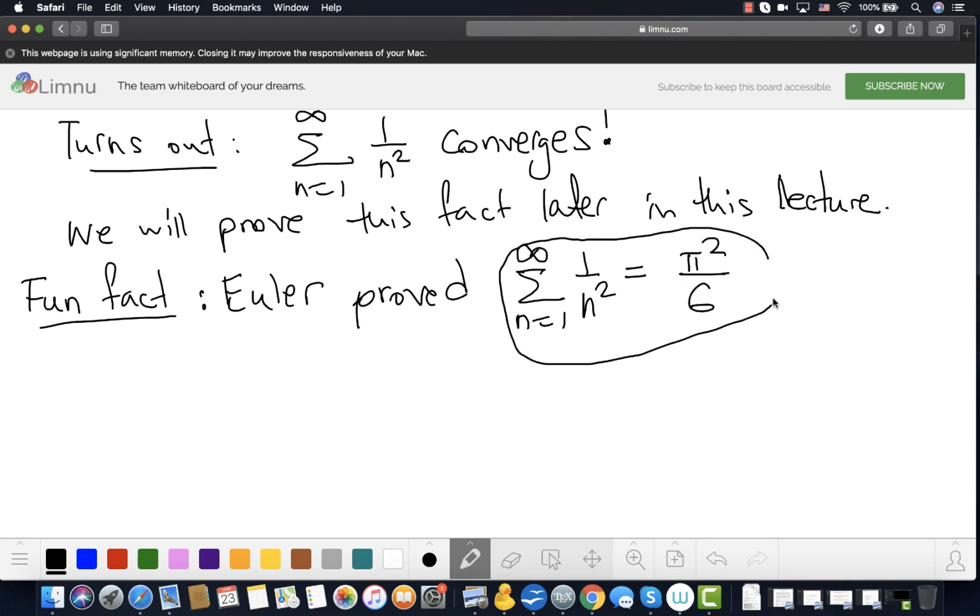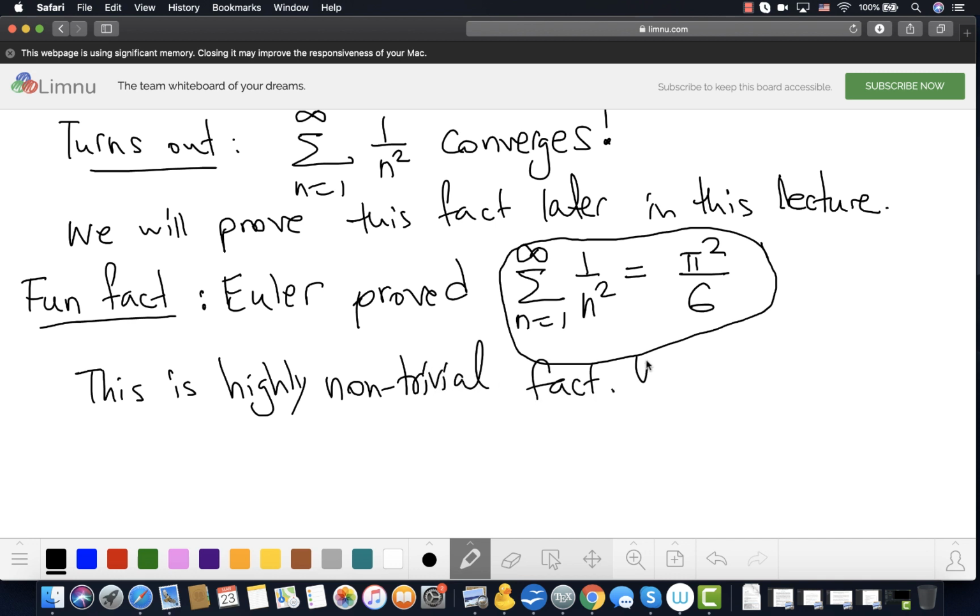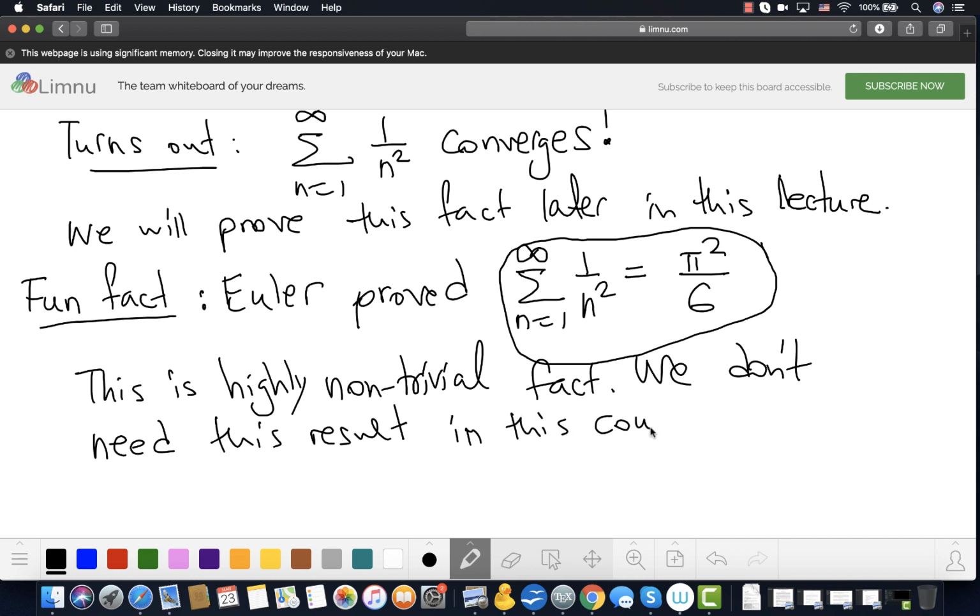I think this is amazing. How does pi show up here? It's very mysterious. So this is a highly non-trivial fact, which we will not prove in this course. We don't need this result, and we won't ever refer to it. But I thought I would mention it. I'm just making sure that people aren't worried about seeing something like this in this course. But I think it's certainly worth mentioning.